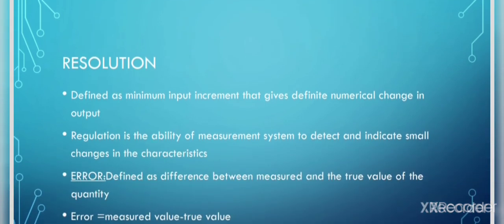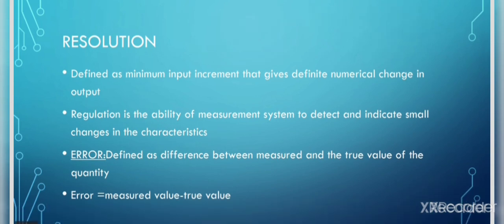The next one is resolution. Resolution is defined as the minimum input increment that gives a definite numerical change in output. Resolution is the ability of a measurement system to detect and indicate small changes in the characteristics. The next one is error, which is defined as the difference between the measured and the true value of the quantity. The error is measured in a mathematical way to show the uncertainty in the measurements.